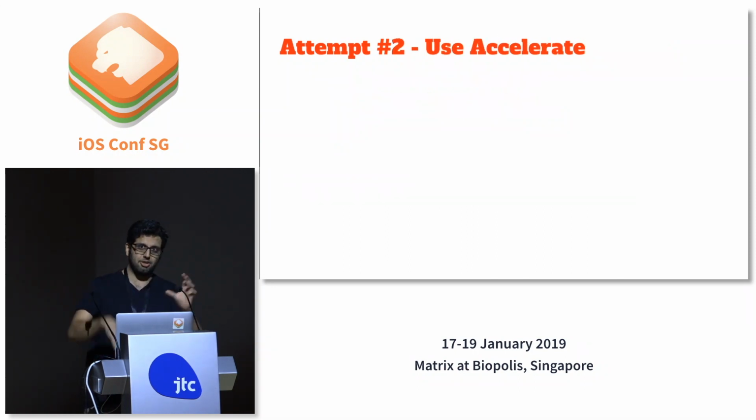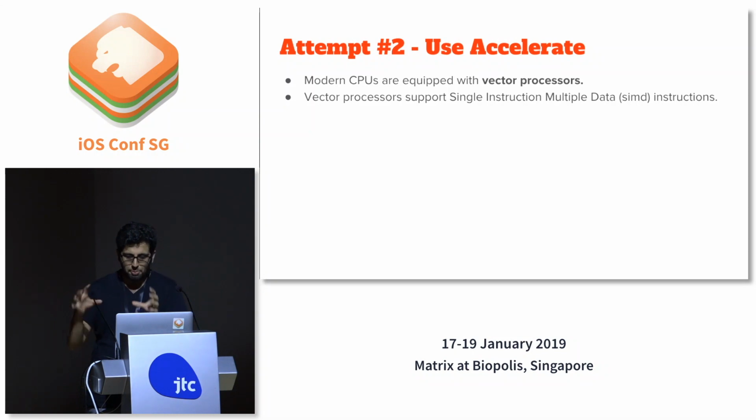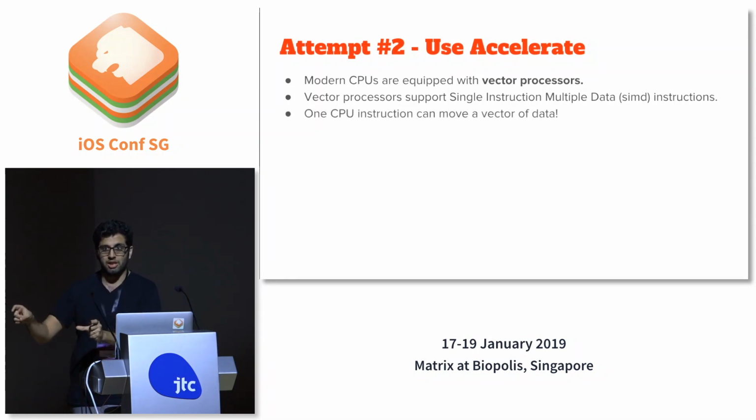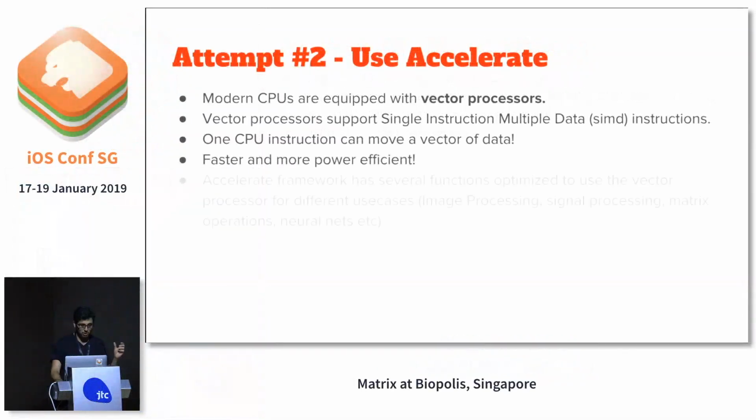So let's search through the iOS libraries. Let's use GitHub, let's use Stack Overflow and see if we can find any better way to do it. And turns out there is. The good thing is these days most modern CPUs come with vector processors. They are this part of your CPU. They support what are called single instruction, multiple data instructions. What that means is with one CPU instruction, instead of moving 1 byte at a time or 1 word at a time, you can move a vector of data at a time. This is pretty good because you can make your algorithm a lot faster and a lot more power efficient because you are moving much larger chunks of data much quicker.